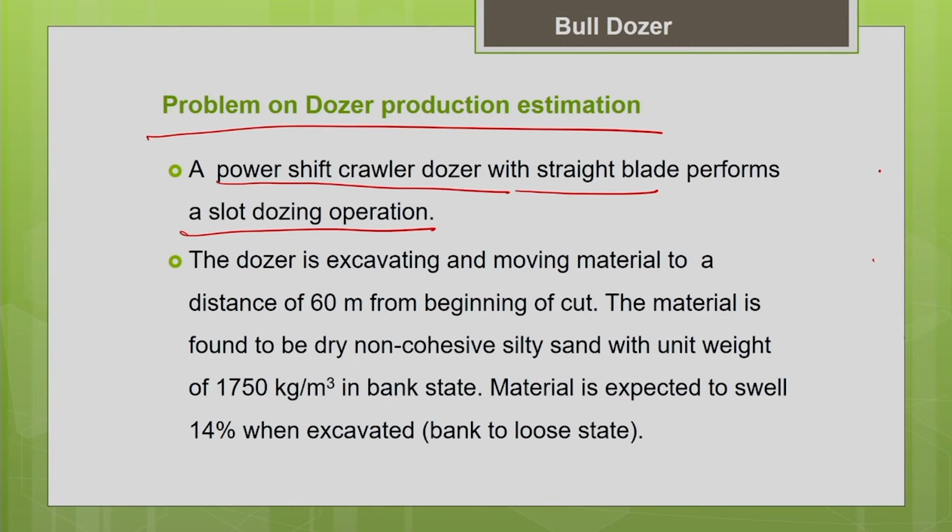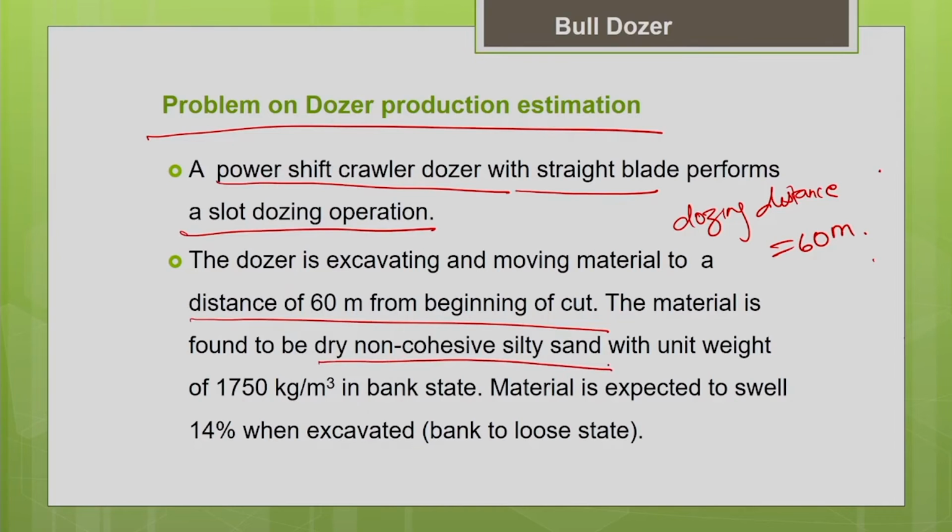So for this particular project, we have adopted slot dozing operation, and the dozer is excavating and moving material to a distance of 60 meter from the beginning of cut. So the dozing distance is given, 60 meter. The material is found to be dry non-cohesive silty sand. So I hope you remember.